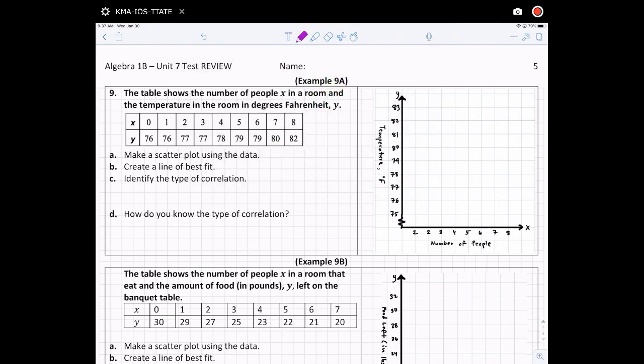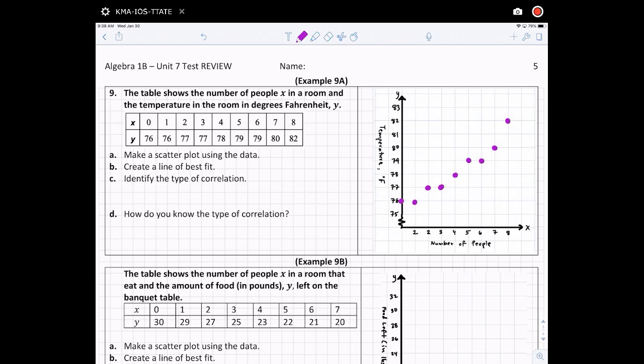Alright, 0, 76; 1, 76; 2, 77; 3, 77; 4, 78; 5, 79; 6, 79; 7, 80; and 8, 82. Okay, that's part A. Hopefully not too unreasonable.